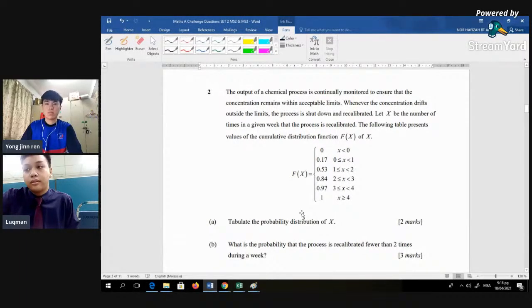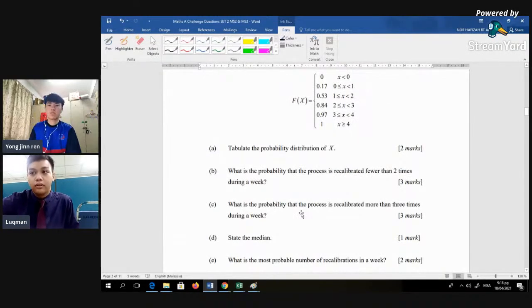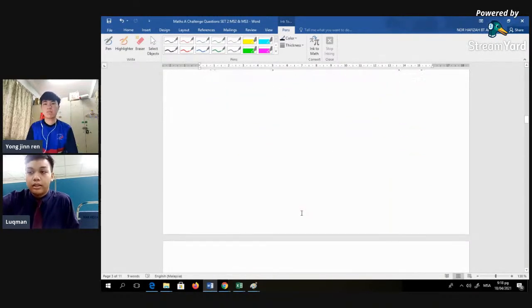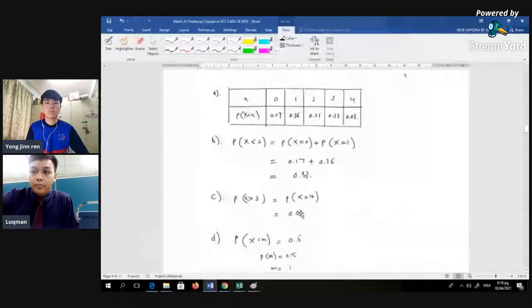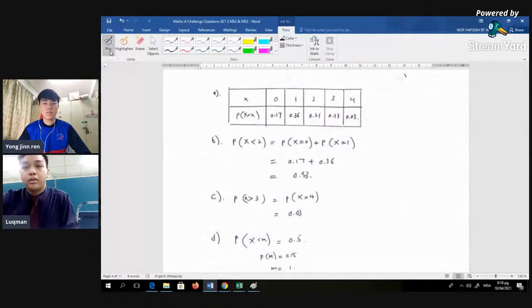So what is given is in the form of a CDF, and it asks to tabulate the probability distribution of X. So it means we have to find the PDF. From the CDF, we can find it by subtraction. From the table, if you look there, for 0 it is 0.17, for 1 it is 0.36. The 0.36 is obtained because 0.53 minus 0.17, and the same for the other values. So that's for question A.